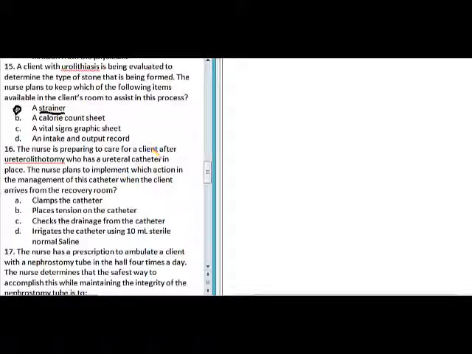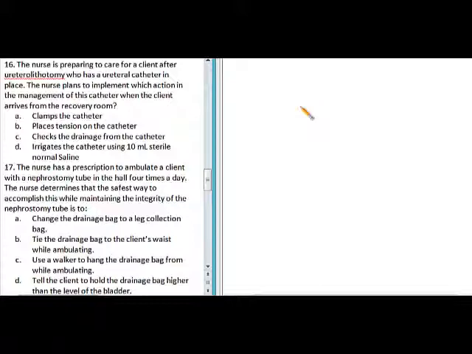number 16. Nurse is preparing to care for a client after ureterolithotomy, opening of the ureter, who has a ureteral catheter in place. Nurse plans to implement which action in the management of this catheter when the client arrives from the recovery room? So the client comes from the recovery room, which means there is no more anesthesia left. That's why he was transferred to the original room. So the answer here is letter C.